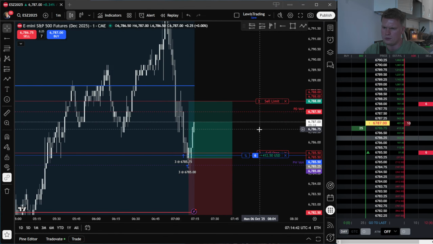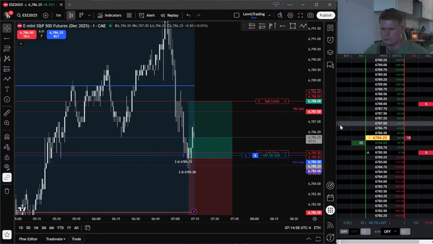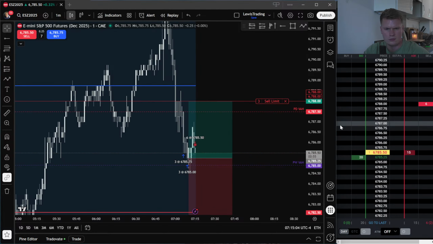Probably going to want to be looking to chase that up if we do hit the previous day's value area high, though, because obviously you can see a lot of noise around this area even now. We don't want to be seeing that. Price is already getting stuck. Oh dear. Yeah, we're going to get stopped. Well, that's a shame.